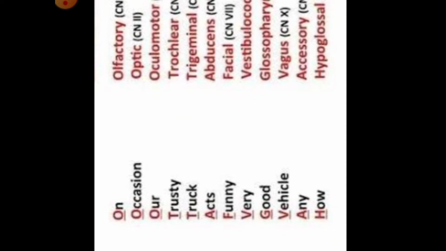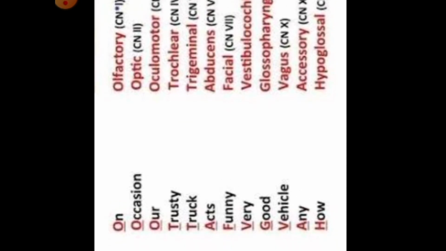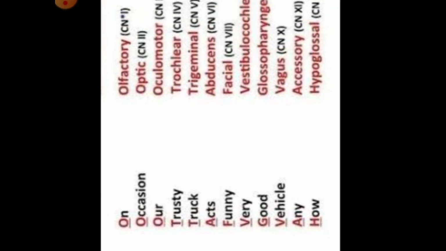From these words, the first letter is the first letter of each cranial nerve. From on, O is used for olfactory, from occasion O is used for optic, from our O is used for oculomotor, from trusty T is used for trochlear, from truck T is used for trigeminal, from acts A is used for abducens, from funny F is used for facial, from very V is used for vestibular cochlear, and so on. In this way you can memorize all these nerves easily.